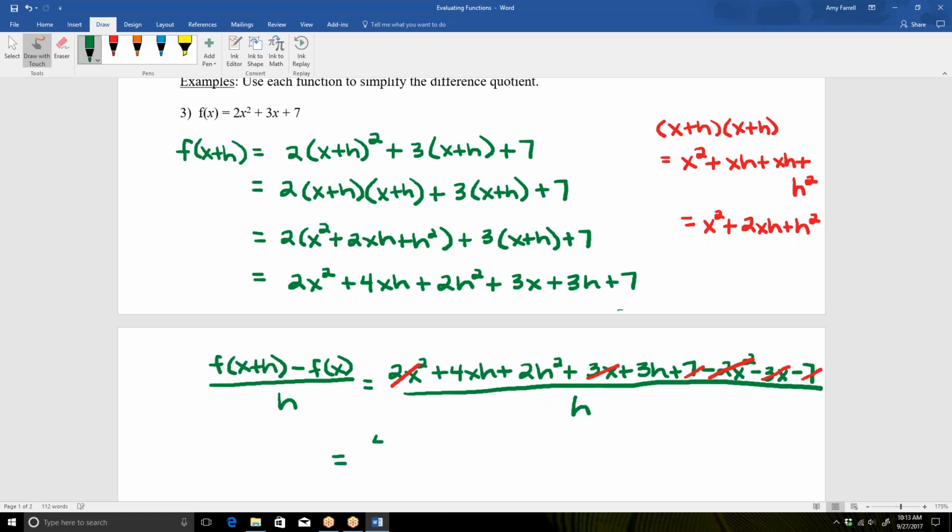Okay, so we got rid of quite a bit once we subtracted f of x from f of x plus h. We are left with, in the numerator, 4xh plus 2h squared plus 3h. And we're going to divide that by h, and that will be our final answer. To divide by h, you could factor an h from the numerator, or you could just really take an h from every term. So final answer would be 4x plus 2h plus 3. Now notice that I still have an h in my answer because this was 2h squared. So I just took 1h from there, which left 1h.